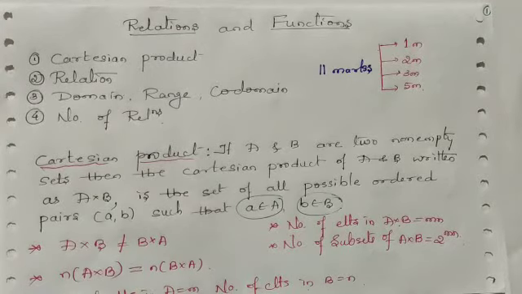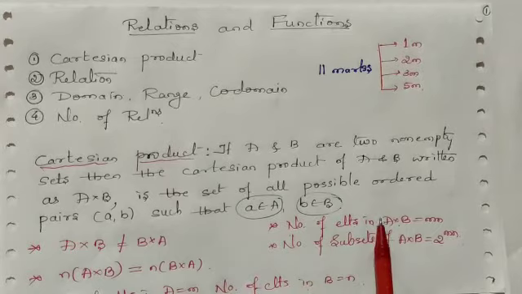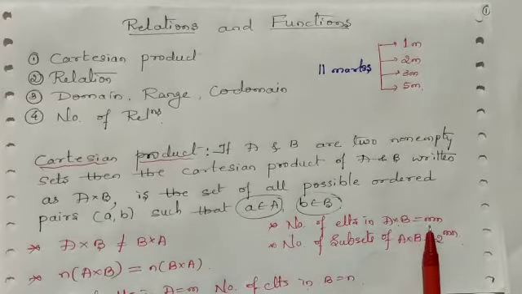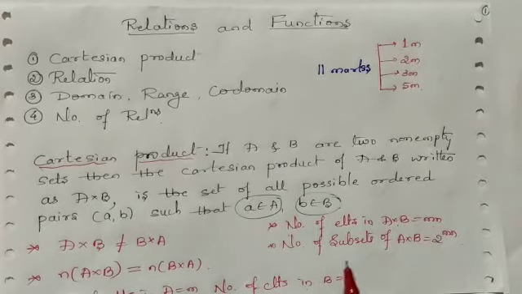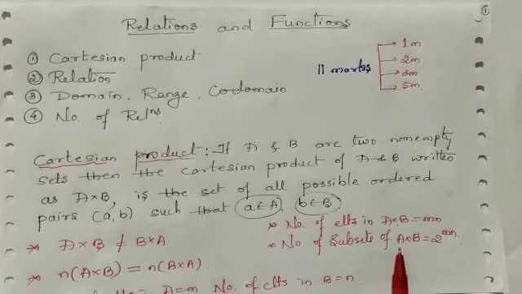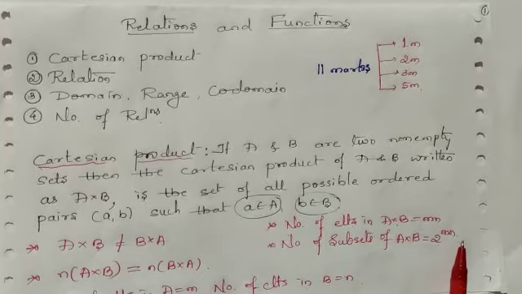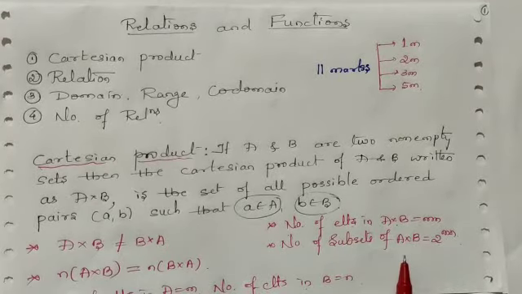Next, if set A contains m number of elements and set B contains n number of elements, then the number of elements in A cross B, the Cartesian product, will be m into n. How many subsets can you form for A cross B? That is given by 2 raised to m into n. So everything here you have studied in class 11.